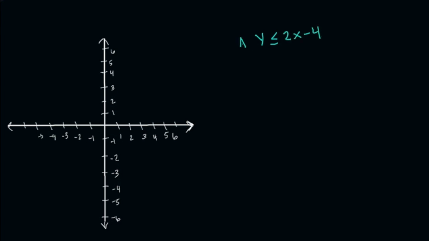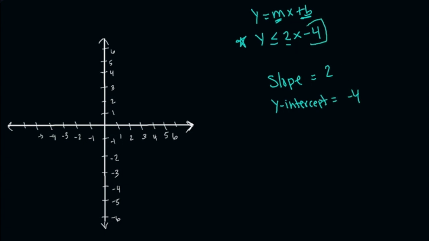This inequality is in the form of y equals mx plus b, with m being our slope and b being the y-intercept. So our slope for this equation is going to be 2. Remember, not the x, but the number in front of the x, the coefficient. And then our y-intercept is going to be -4. Remember, you have to take the sign in front of the number there, okay?